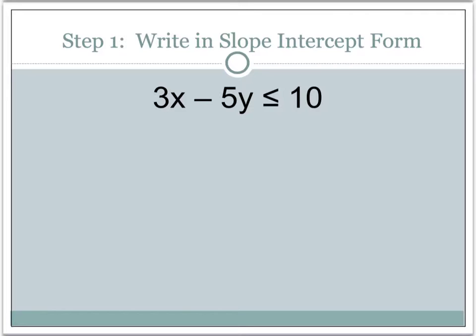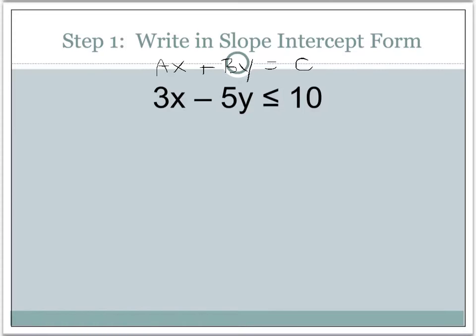So let's go ahead and take a look at an example. If I wanted to graph the inequality 3x minus 5y is less than or equal to 10, the very first thing that I have to do is get this inequality into slope-intercept form. That's the easiest form for me to graph in. Right now, you'll remember that this is in standard form. Standard form says ax plus by is equal to c.